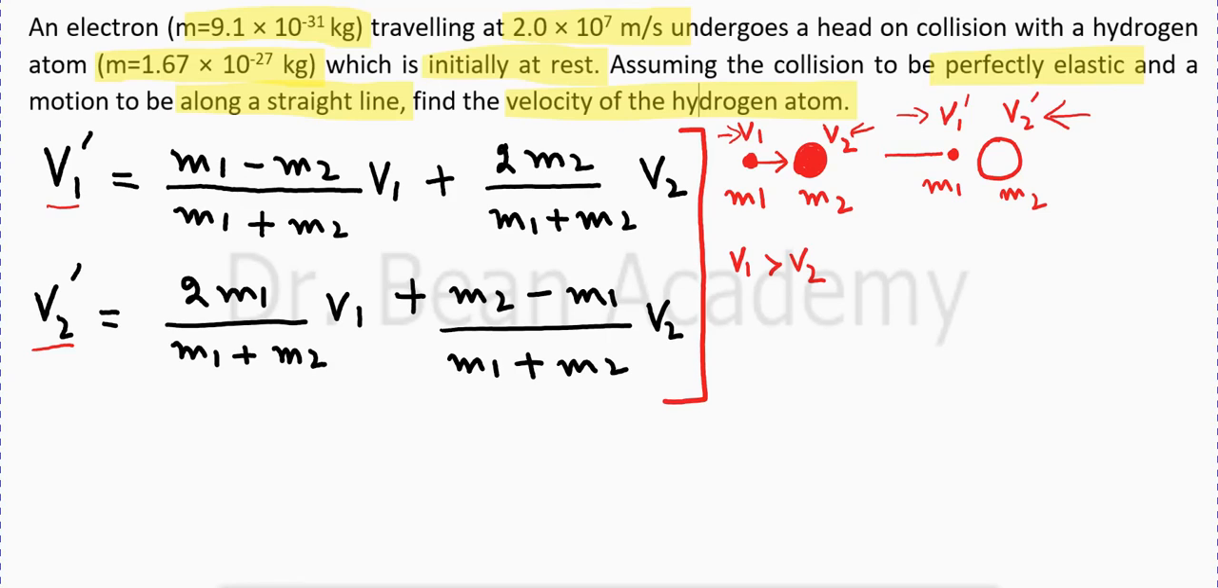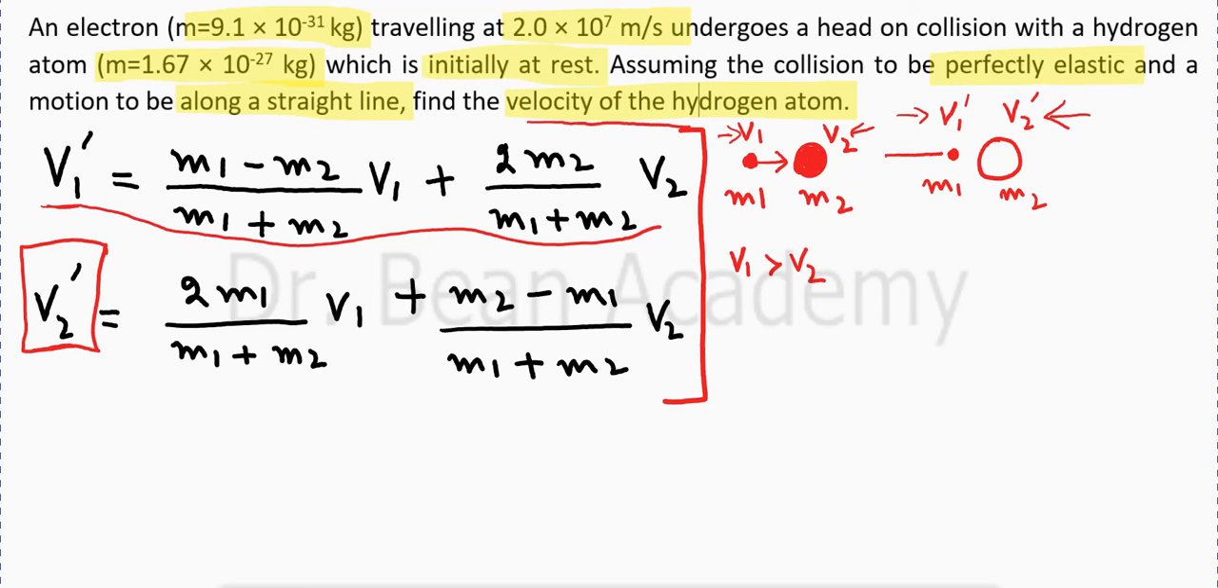So an electron hits a hydrogen atom with certain velocity. The hydrogen atom was at rest before collision, and then we need to find the velocity of the hydrogen atom. It means we only need to find v2 prime. They didn't ask us to find the velocity of the electron or the mass m1. Even if they tell you, you can calculate it, because you know the formula for the velocity of mass m1, or in this case the velocity of the electron.